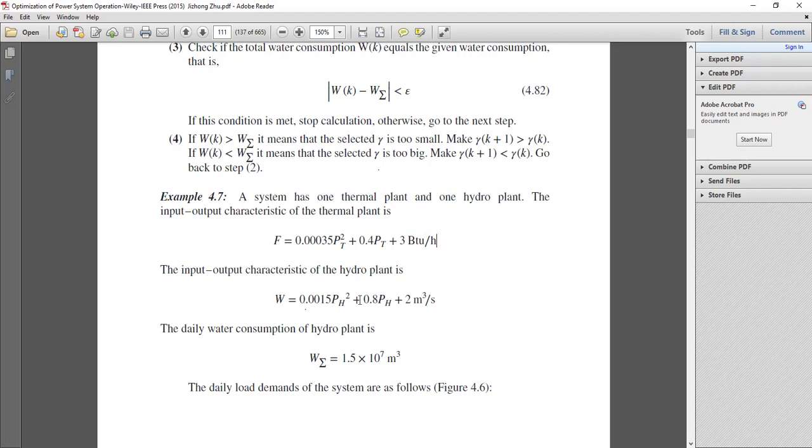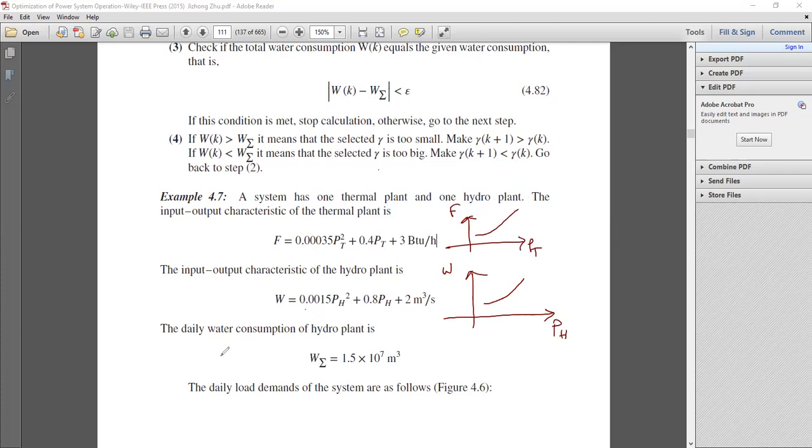So with these input output characteristics, if you want to plot it, it would be something like this. Your input would be on the y-axis, output would be on the x-axis, and it is a quadratic function, something like this, almost identical to your thermal power plant F and PT.